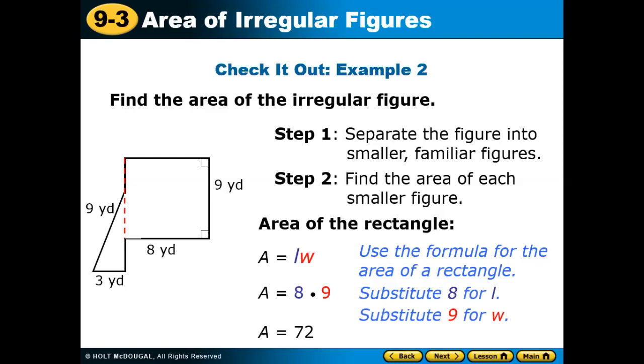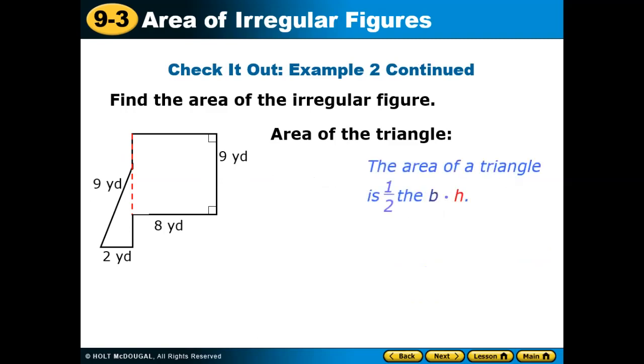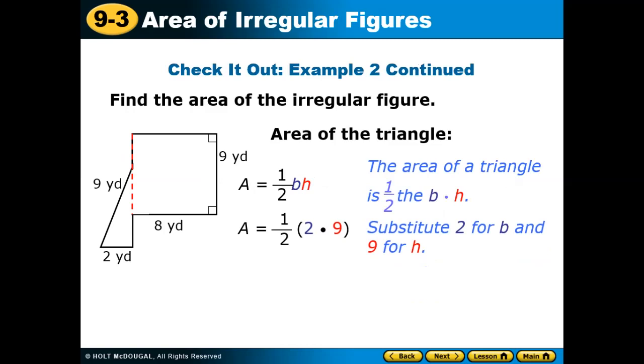Second, we have to find the area of the triangle. Area of a triangle equals what? The formula, half base and height. Half multiplied by base multiplied by height. Base here is 2. And height is 9. So we have to multiply half times 2 times 9. Okay, is it clear? So after calculating this, we will get area 9.